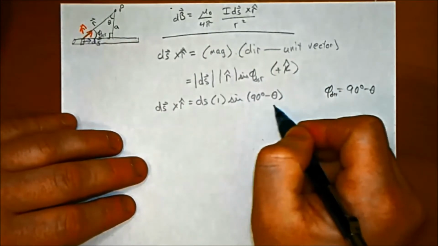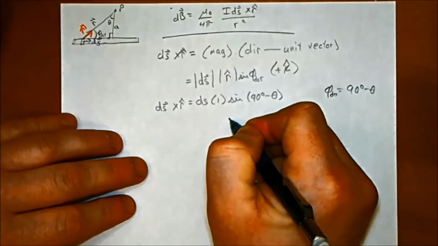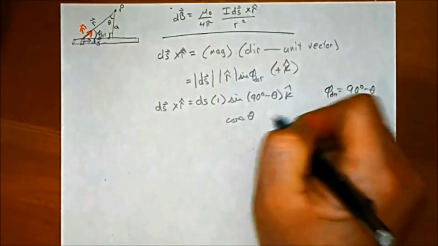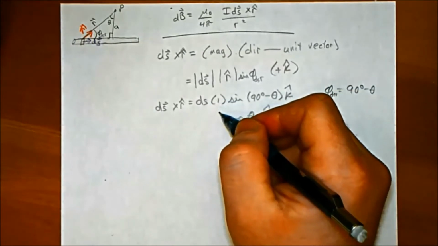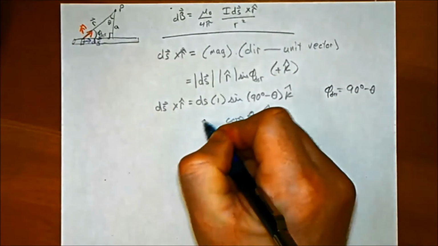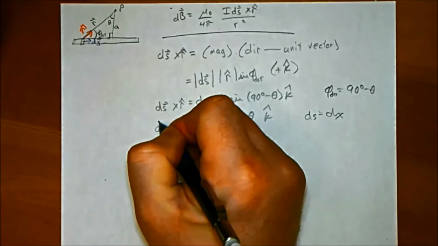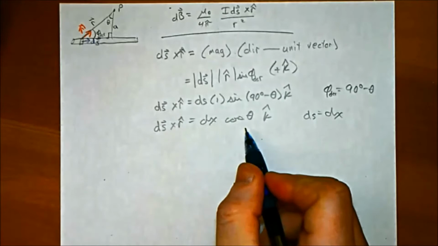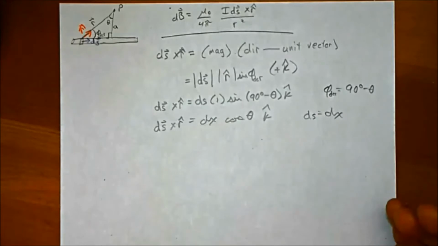But is there a more elegant way of putting this? Yeah. Sine of 90 minus theta is cosine of theta. That's just a property of geometry. Oh, and I forgot my k hats here. This vector, I can leave off the 1 now. The magnitude is 1. ds, since this is along the horizontal, let's just call that dx. So say ds equals dx. So ds cross r hat equals dx cosine of theta k hat. So far so good, right?